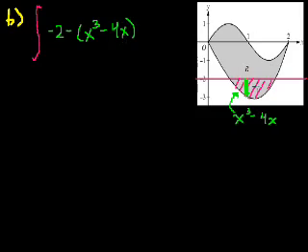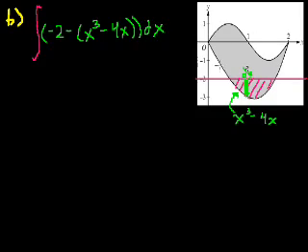And this is y is equal to -2. And then this function right here is y is equal to, as we had written down in part A, x cubed minus 4x. That's this curve right here. So the height of each of these little rectangles is going to be -2 minus (x to the third minus 4x). That's the height of each of these rectangles. And the width of each of those rectangles is dx. So we're going to multiply that times dx.